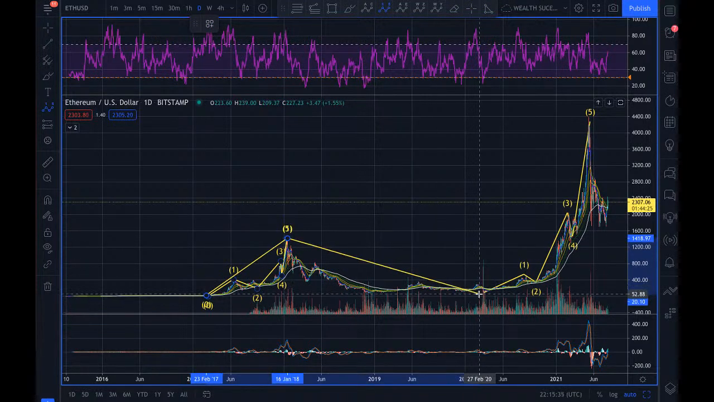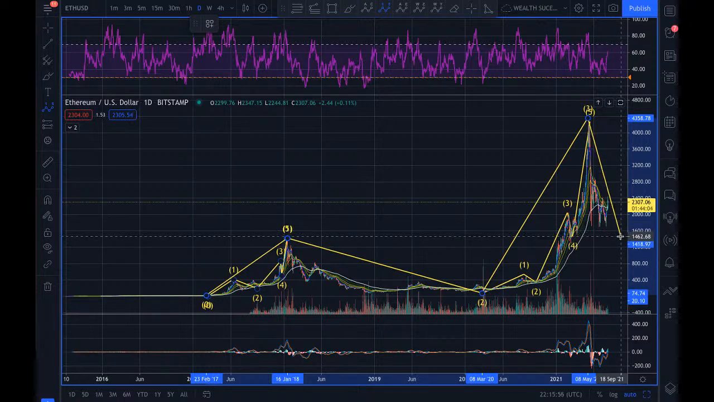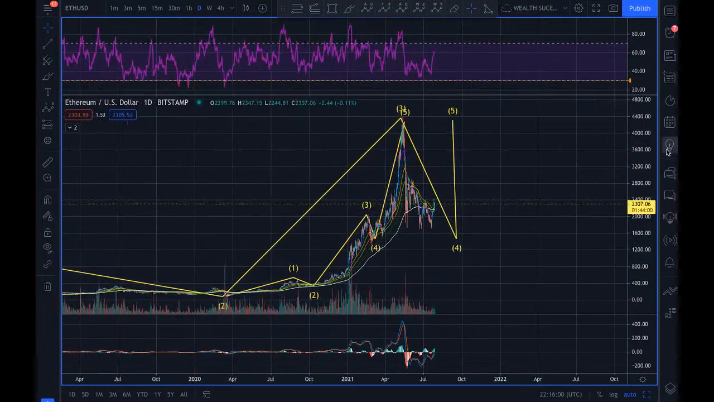1, 2. That was the top of wave 3, and this looks like wave 4. It could come down more. Or what it could be doing is making a flat triangle, but let's come back to that in a second.